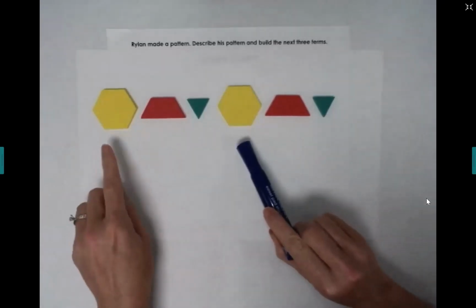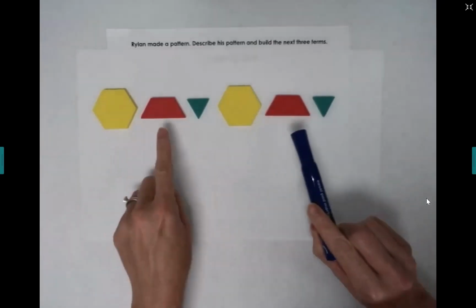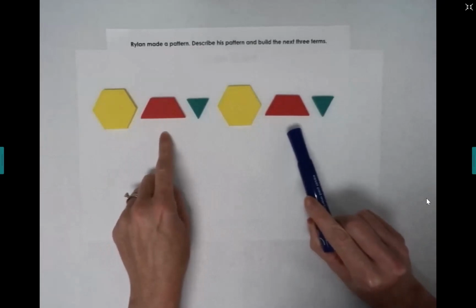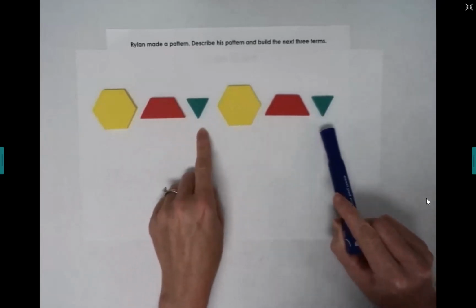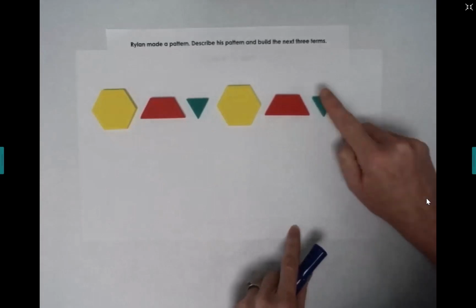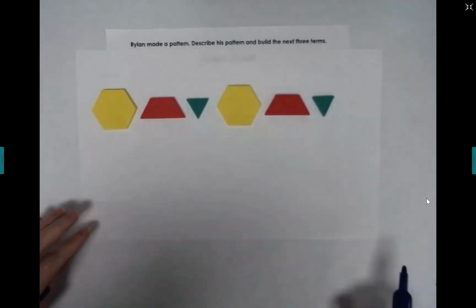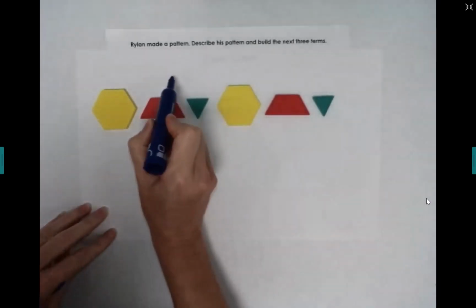And then I see this yellow hexagon repeating again, right? And then if I look at the next element, I see that the trapezoid repeats again. And then the third element here is the triangle that also repeats again. Even the orientation of the triangle, the direction it's facing, is repeating. So the first thing we want to do is to be able to find and identify that core. So you might want to put a bracket around it or even circle it.